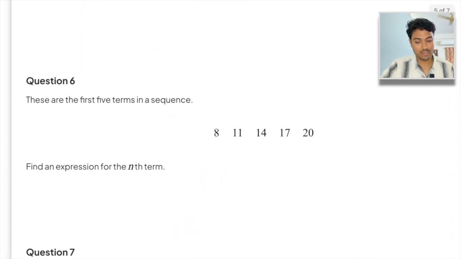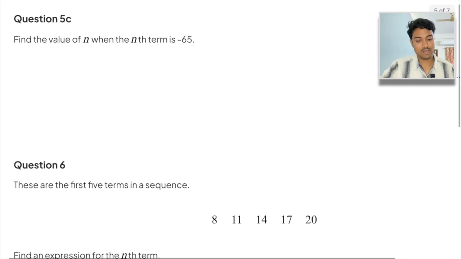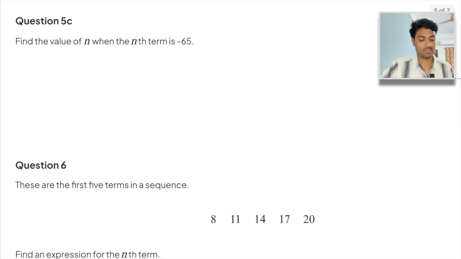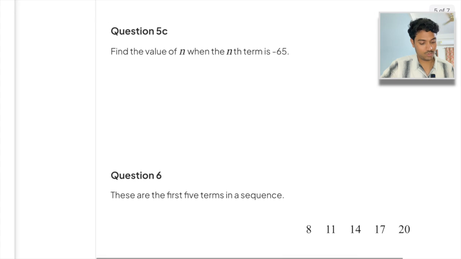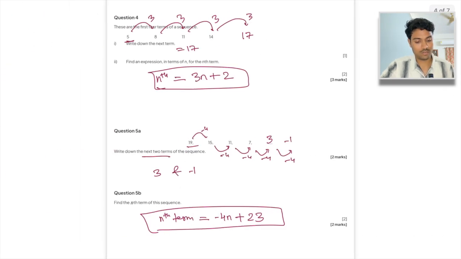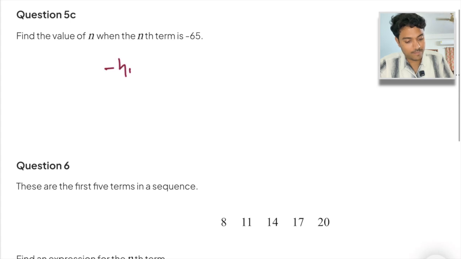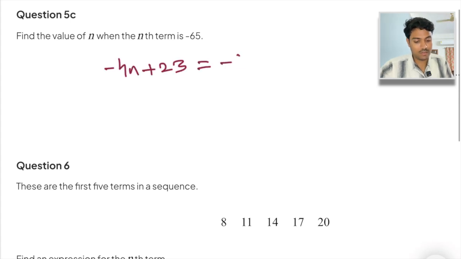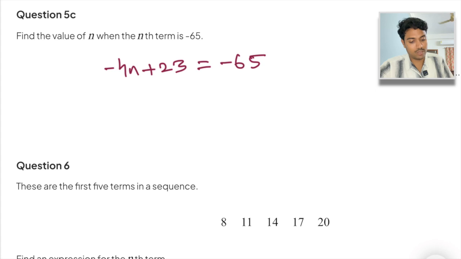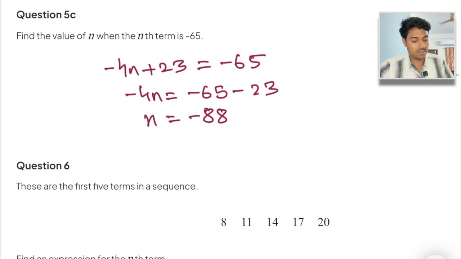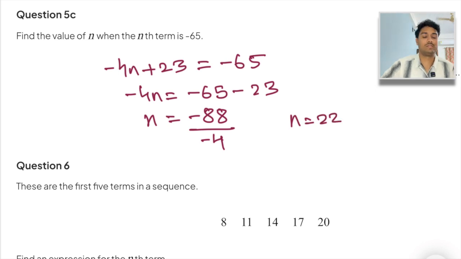Okay, 5C, it says find the value of n when the nth term is negative 65. So I think the expression was minus 4n plus 23. So let's check. Minus 4n plus 23 equals negative 65. So minus 4n equals negative 65 minus 23, so negative 88. n equals negative 88 upon negative 4. So n will be 22. Yeah, so that's the answer.